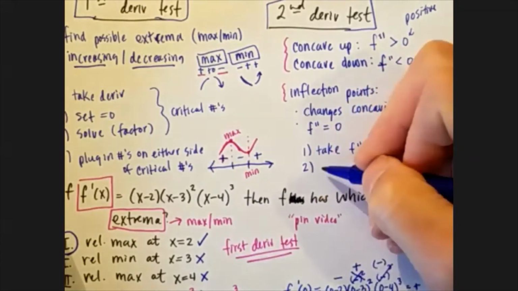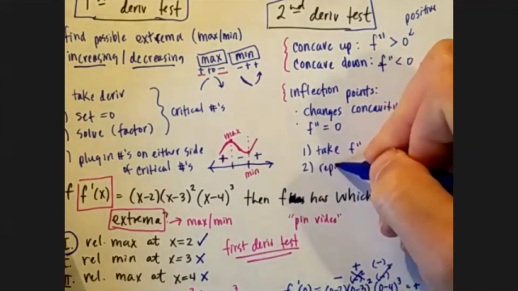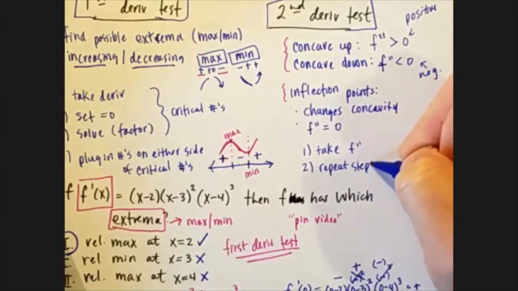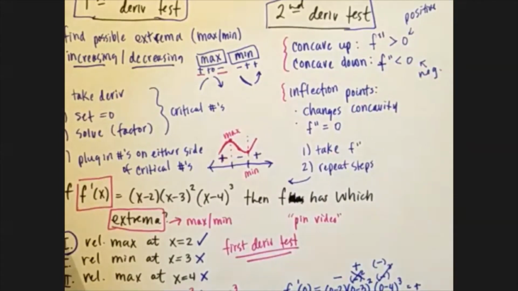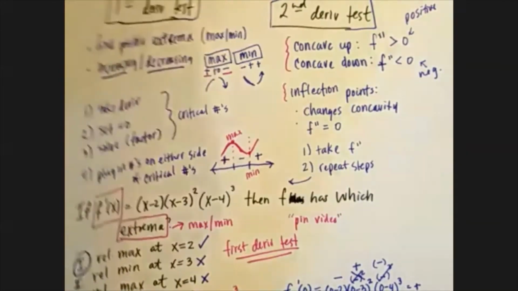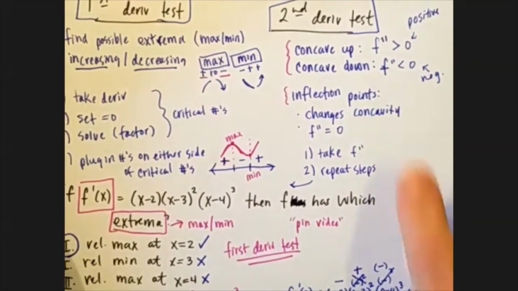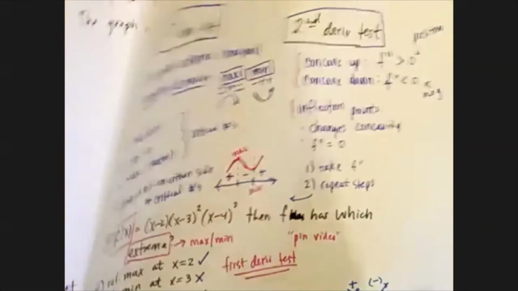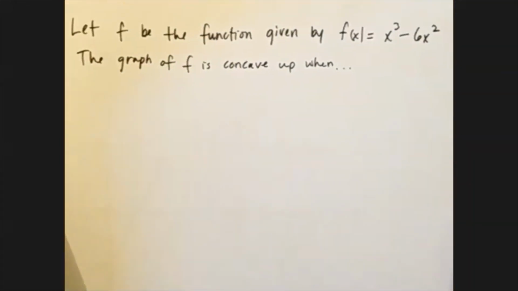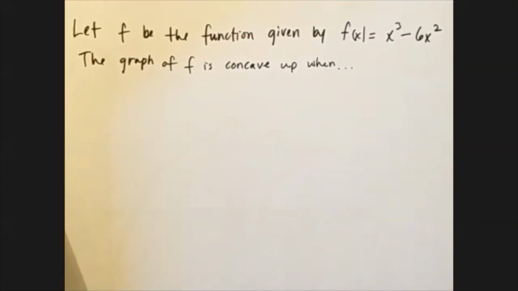And then basically we're just going to repeat those steps from that first derivative. So keywords concavity and inflection tell me double prime. Okay, let's go to a problem. All right. Our first problem like this, Devin, my narrator, go for it.